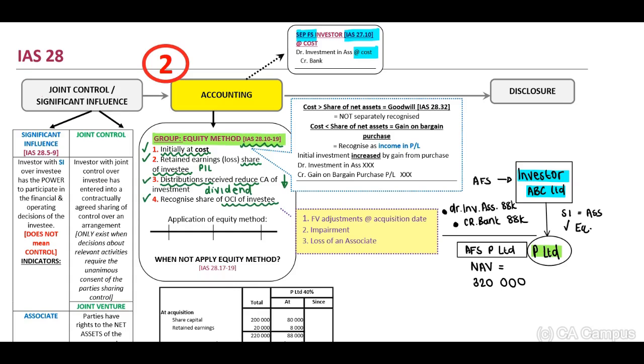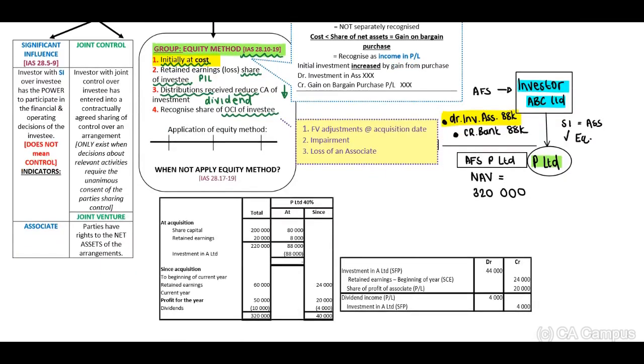Right. Now, when you look at this, initially at cost, do you see that this is the exact same journal as per IAS 27 paragraph 10? Therefore, from a group perspective, this will already be included. Okay. Now, if we look at these principles, I want to apply this to my timeline as well as my analysis of owner's equity. If you look at the analysis of owner's equity, P Limited, 40% owned. Therefore, ABC Limited owns 40% of P.